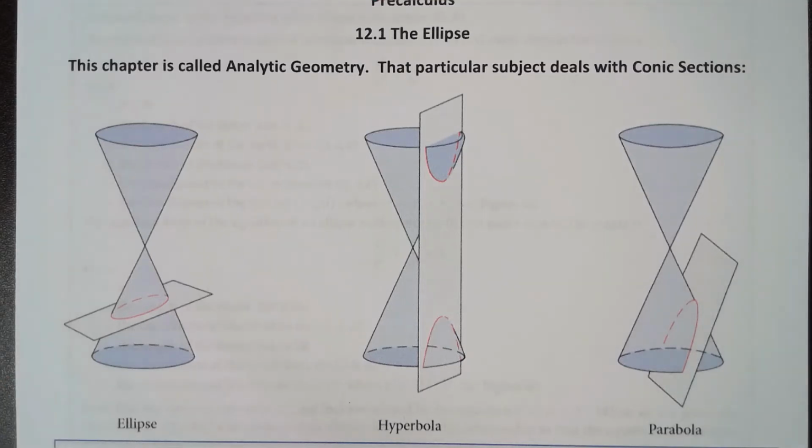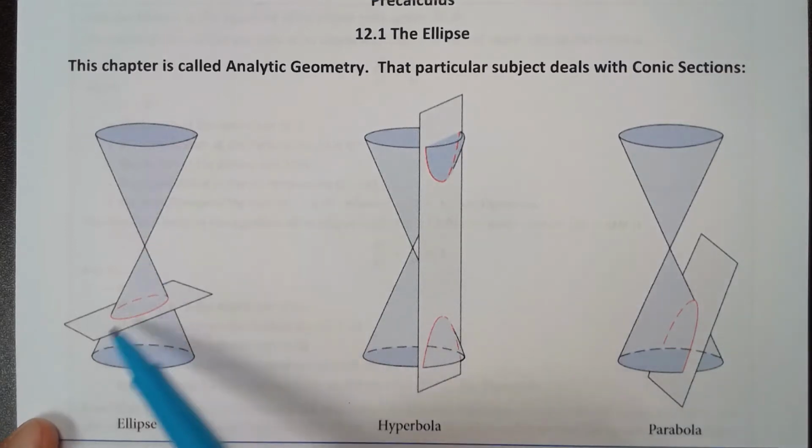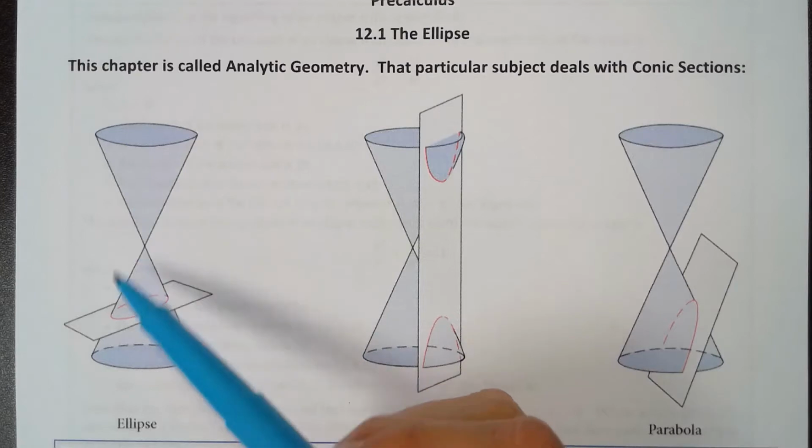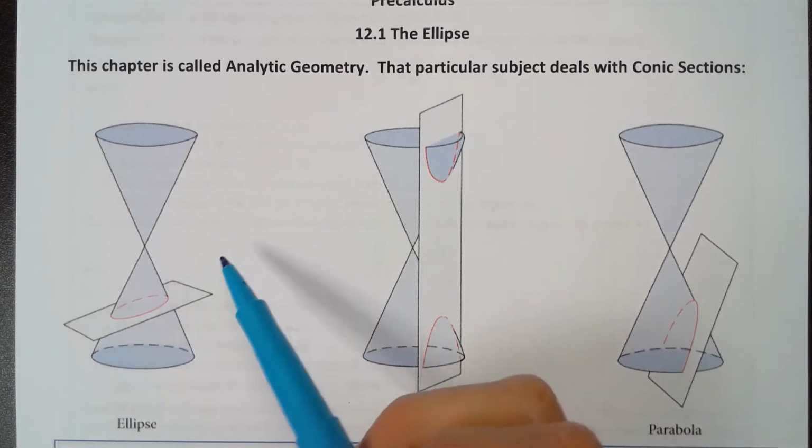In chapter 12, we're going to be talking about analytic geometry. Now that is where we discuss conic sections. The reason that it's called conic sections is because we take a cone. Here we have two cones, point to point. We're going to take two cones and kind of cut them.